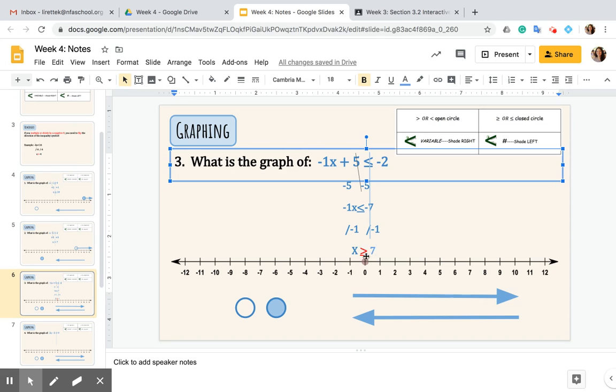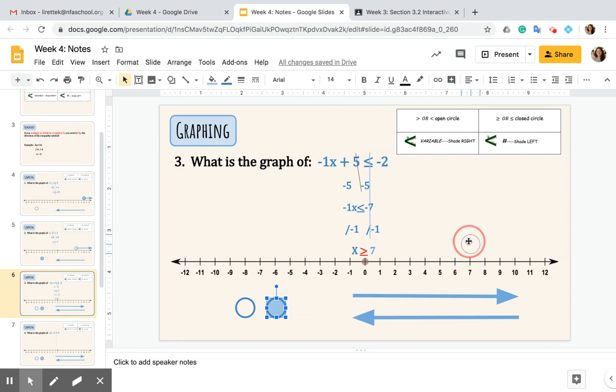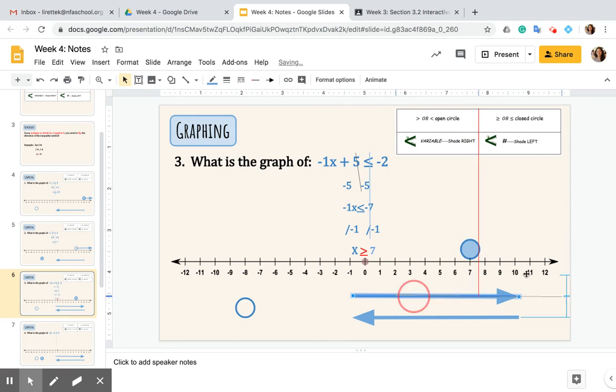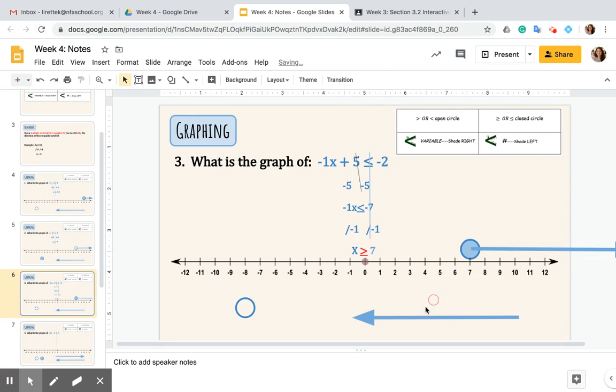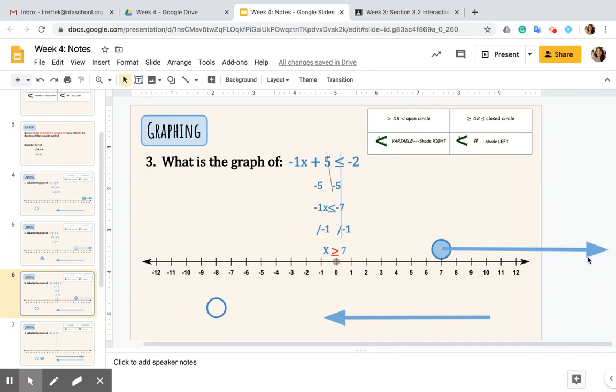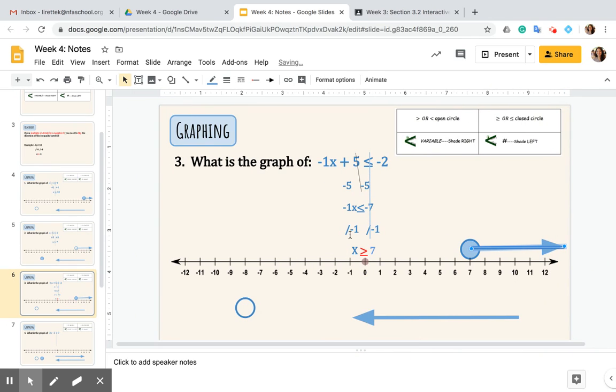Okay, so here's my final inequality, and this is what I want to graph. So I've got a bar under my symbol, so I want the closed circle above 7. And it's eating the variable again, so I want it to go to the right. Done. So just keep that negative rule in mind. If you multiply or divide both sides by a negative, you have to flip the direction of your symbol.